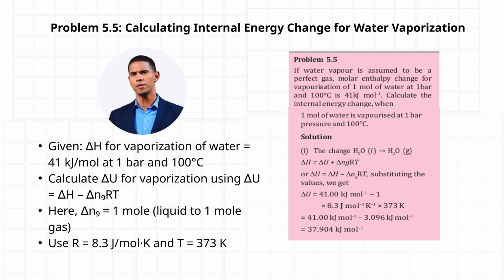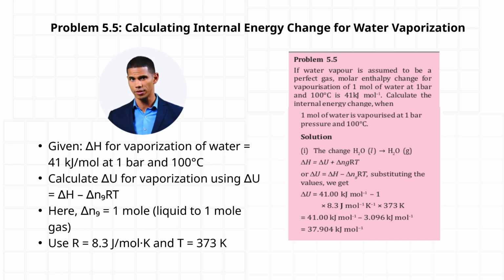Hello, dear students. Let's solve a real thermodynamics problem from problem 5.5. Calculate the internal energy change, delta U, when 1 mole of water vaporizes at 1 atmosphere bar pressure and 100 degrees Celsius. We know the enthalpy change, delta H, is 41 kilojoules per mole for this process. Remember our important relation from equation 5.10. Delta U equals delta H minus delta N subscript G times R times T.